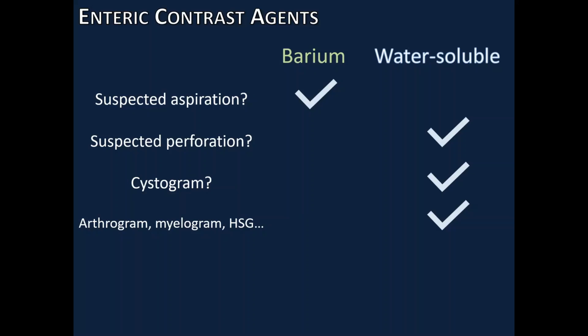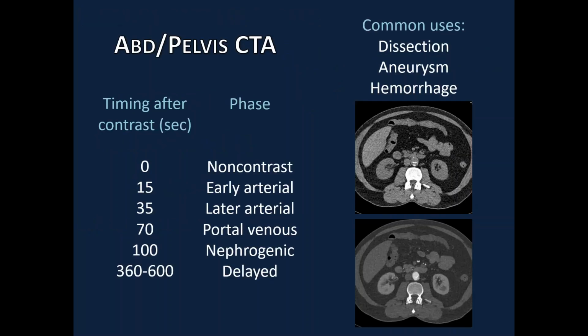The reason is because water-soluble contrast, when aspirated, can be harmful to the lungs. If we're suspecting perforation, we want to make sure we use water-soluble contrast. This is because barium can be harmful to the peritoneum if it leaks out of the bowel. Other applications commonly involve water-soluble contrast. For example, if we're putting contrast in the bladder for a cystogram, putting it in the joint for an arthrogram, myelograms, HSGs, etc., you're going to use water-soluble contrast.